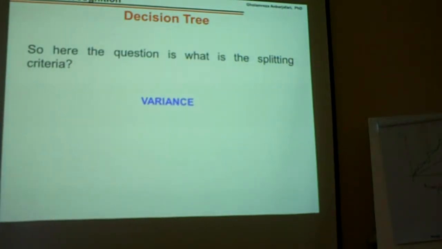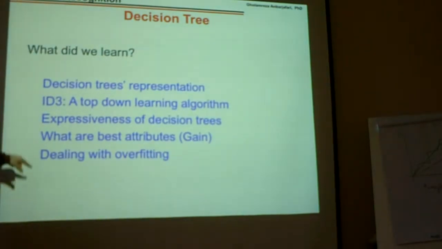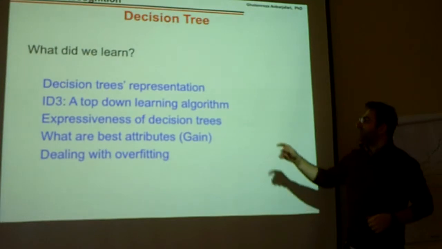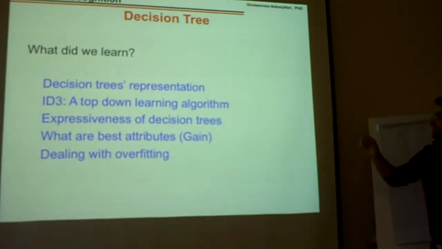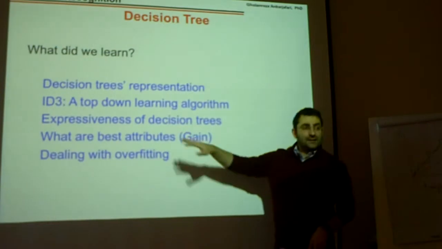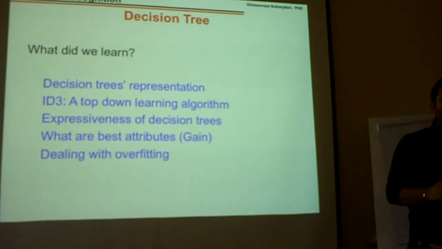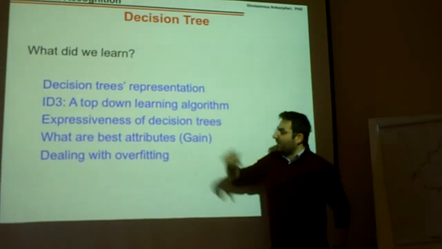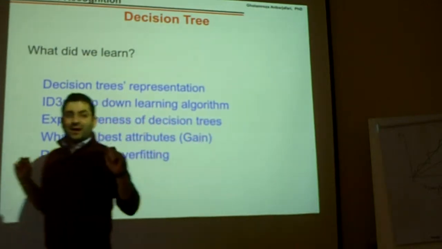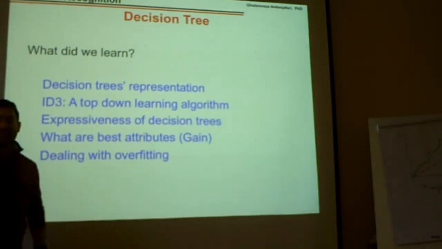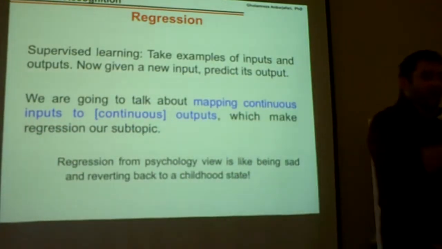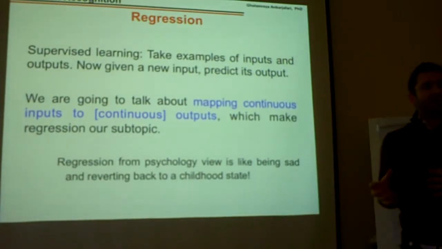Now, before I go to the next slide, let's quickly see what we have learned today. We have talked about the decision trees representation, which we are inheriting from the previous lecture. We talked about the ID3 tree, which is a top-down learning algorithm. We have seen in the last week how expressive the decision tree is, and that it causes overfitting because it's very big. And what are the best attributes? We saw that the information gain is very important, and we have seen how we can deal with this overfitting.